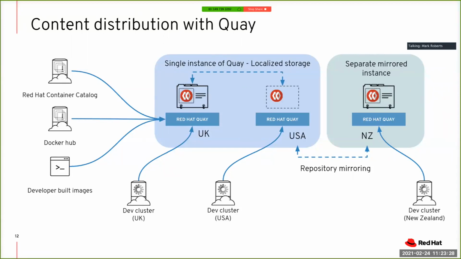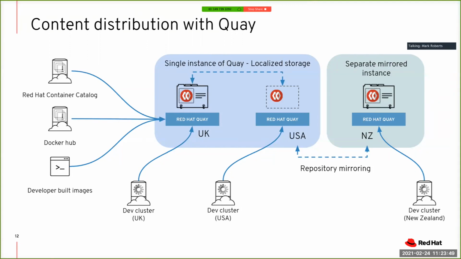So we're pushing images into the UK there from the container catalog, Docker Hub, developer builds, developers in the UK. We have developers there as well in the US who are pushing into their localized storage. And that storage will reconcile itself between the two locations.